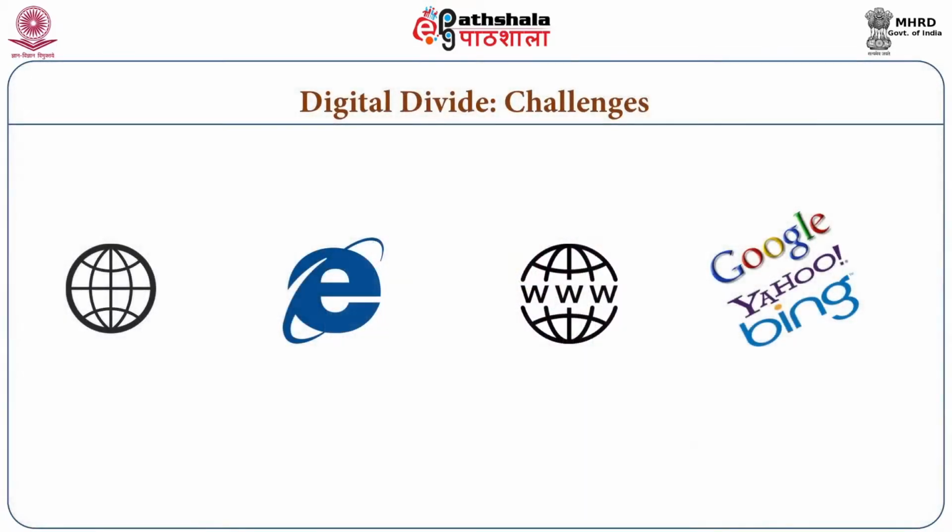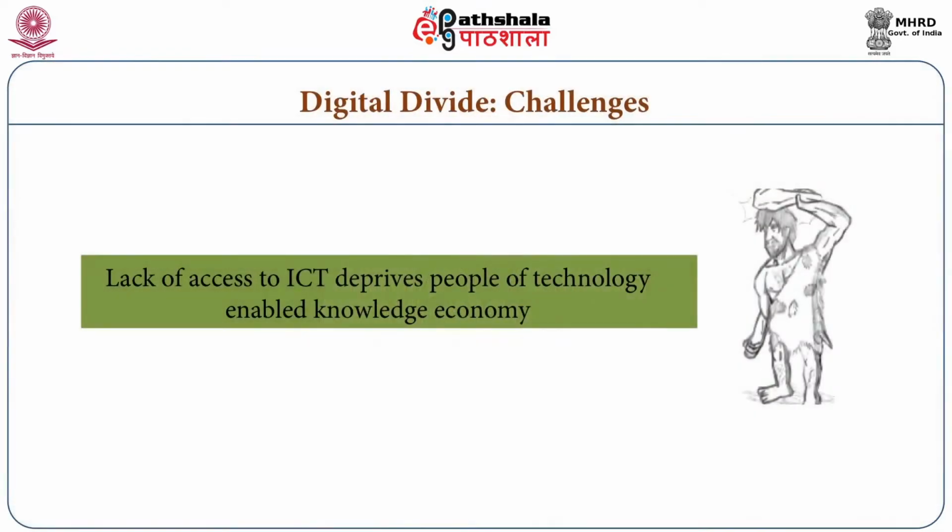Digital divide, then, is the divide between certain groups of people who have easy access to this large, vast amounts of information. So, for example, access to the internet, access to the World Wide Web, to Google search engines, and so on, that bring immediately and quickly all kinds of information that was previously not available. So a divide between people who have access to this ICT and people who do not have access to this ICT. The lack of access to ICT deprives people of the technology-enabled resources for a knowledge economy.